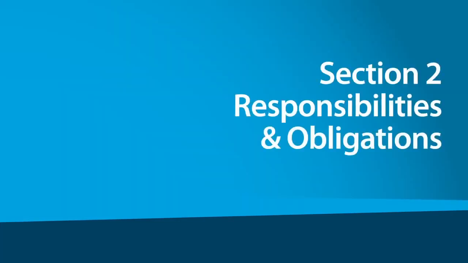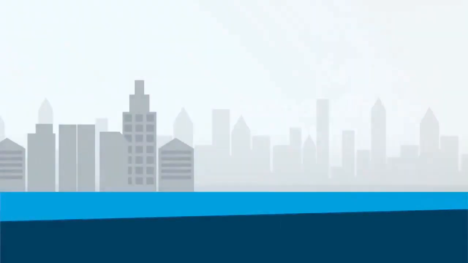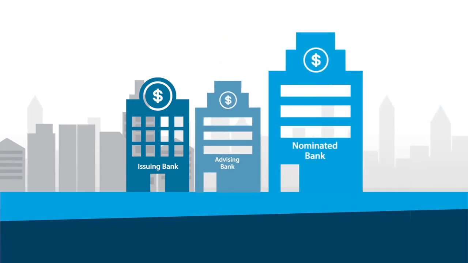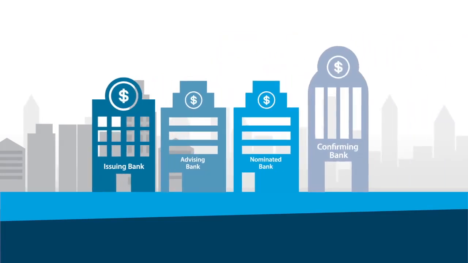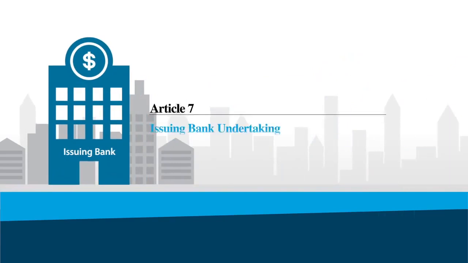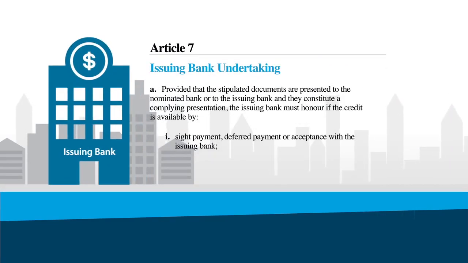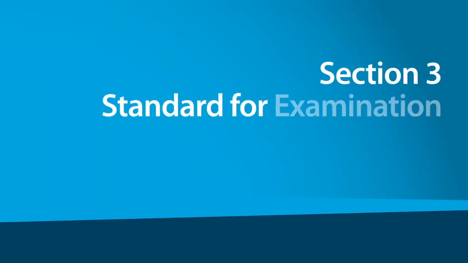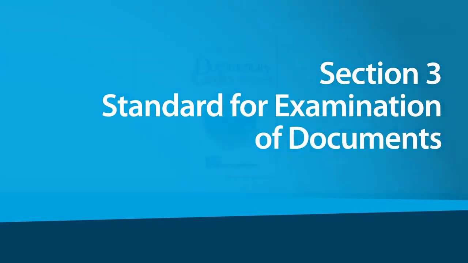Section 2. Responsibilities and obligations. The next section provides the responsibilities and obligations of the issuing bank, advising bank, nominated bank, and confirming bank. For example, it provides guidelines on when an issuing bank should pay under a letter of credit. It also provides guidelines on what the responsibilities are of the advising bank when advising the letter of credit to the beneficiary.